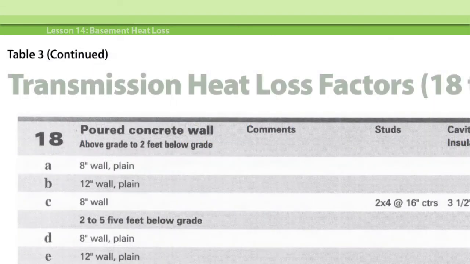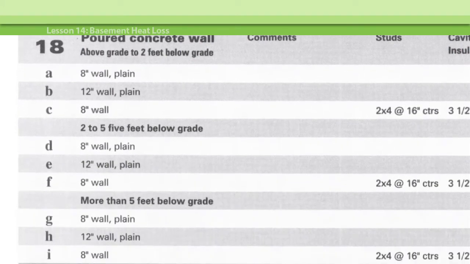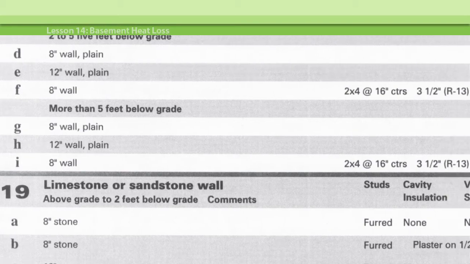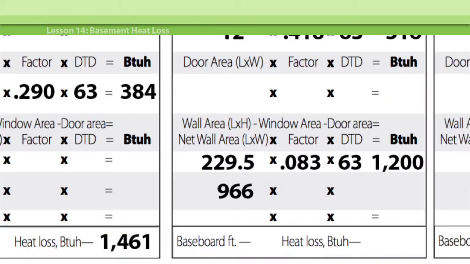Now going back to Table 3, Section 18, line I this time, we'll find that the U value for the same type of wall more than 5 feet below grade is 0.046. Again, we multiply it out and we get 2,799 BTUs per hour for the below grade portion.